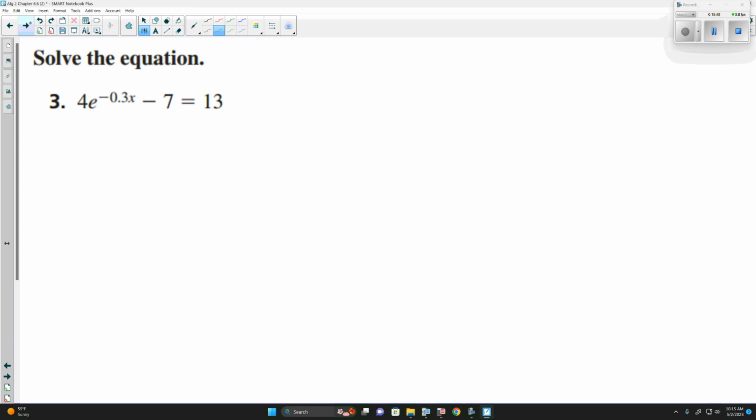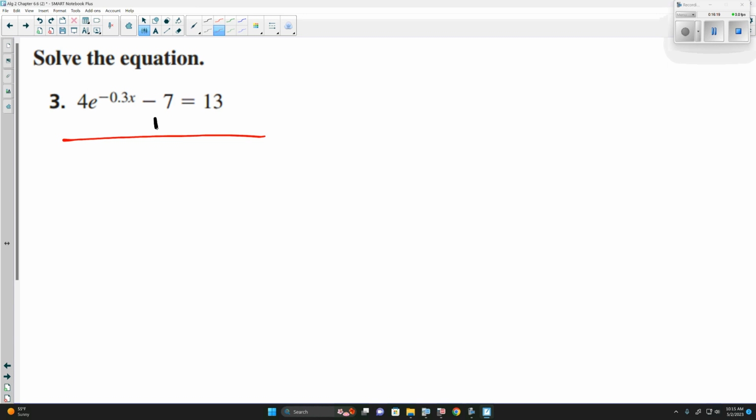Now, the other type of equations we can look at are these here. The main difference between this one and the ones before is that we have e. Whenever we have an equation with e and x is in the exponent of e, the first main thing we want to do is get e by itself. So looking at this equation here, what's the first thing we can do to get e by itself?